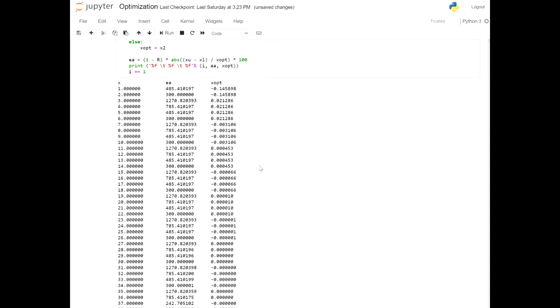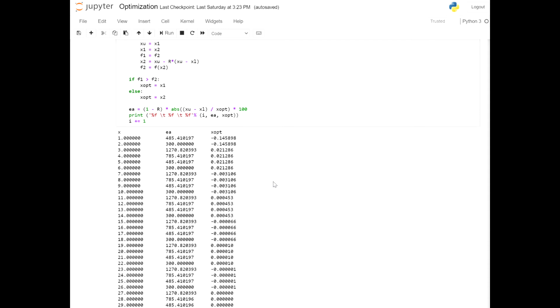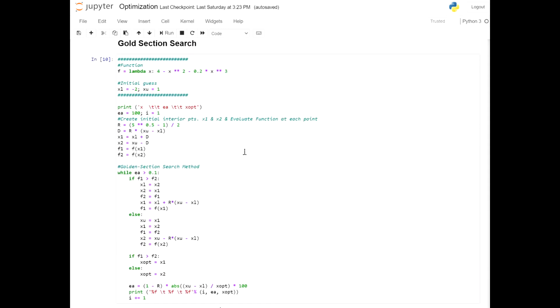So this usually happens when you are dealing with this type of optimum. We're going to see that when we're dealing with a minimum, that's not going to be the case, and it's going to converge in a much more seamless, much more continuous way instead of this erratic nature.